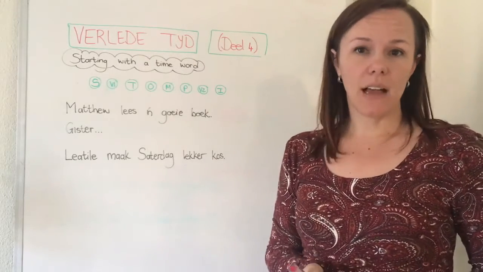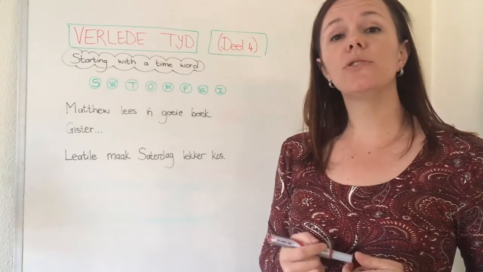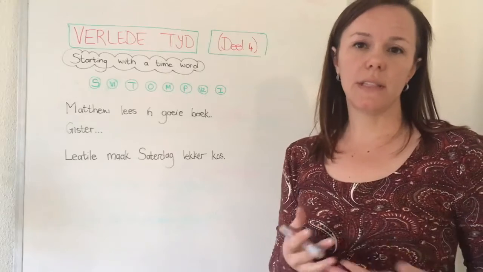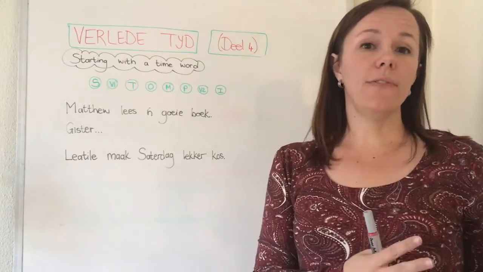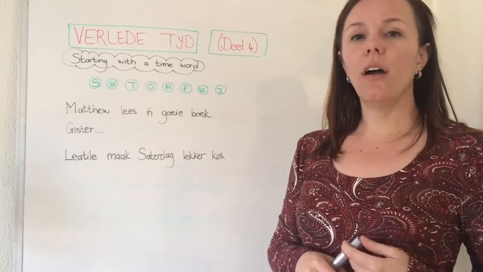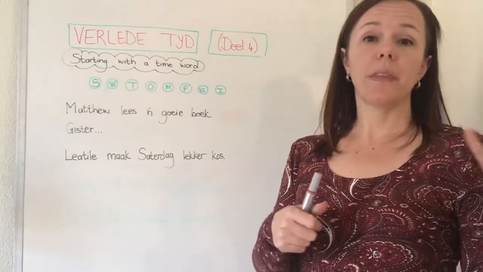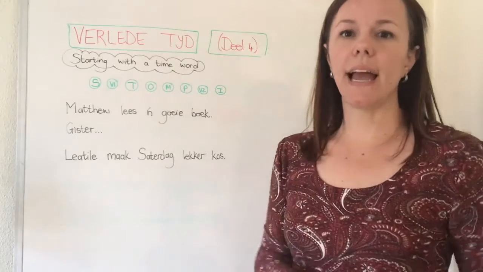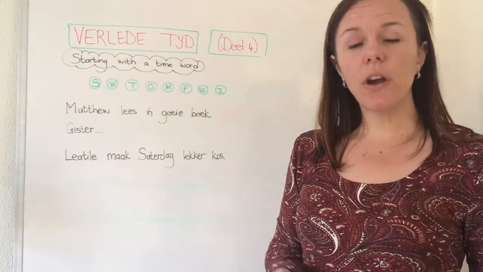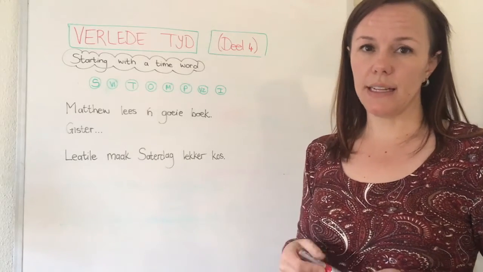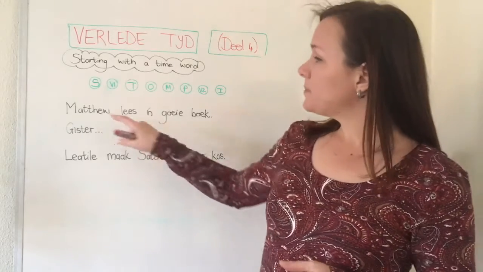Now, sometimes when you're asked to put a sentence into the past tense, you will be told to start with a specific time word. For example, a week gelede, a week ago, or die ander dag, the other day, or maandag, Monday. The time word will either be given to you or it will be within the sentence. Let's look at the examples, then you'll understand what I mean.